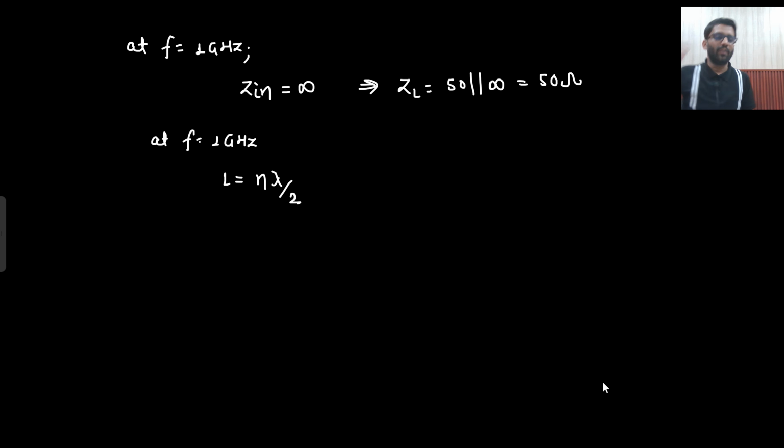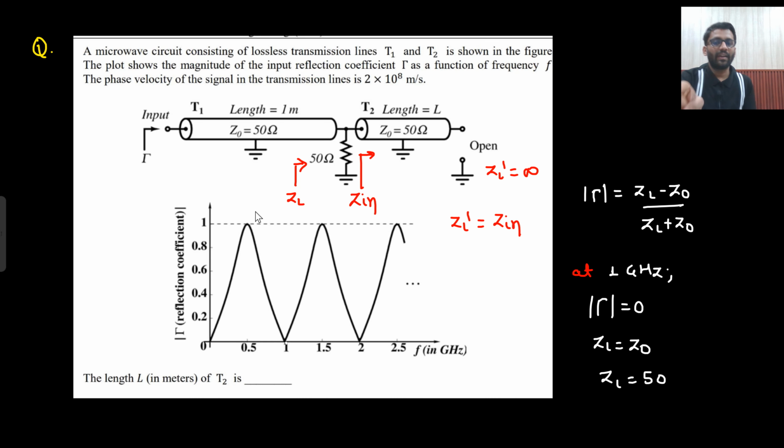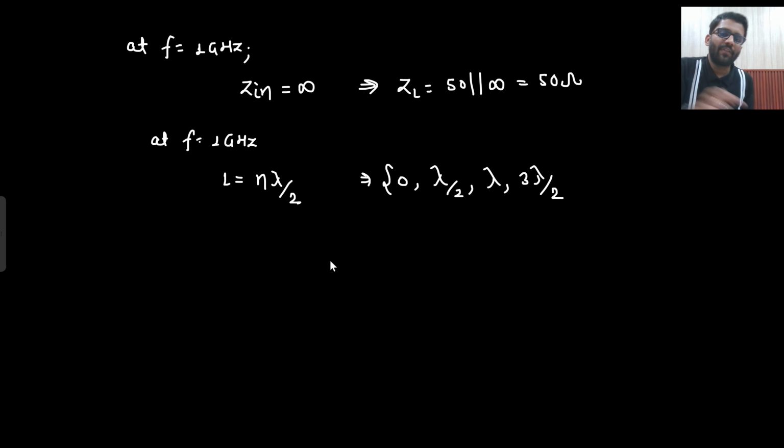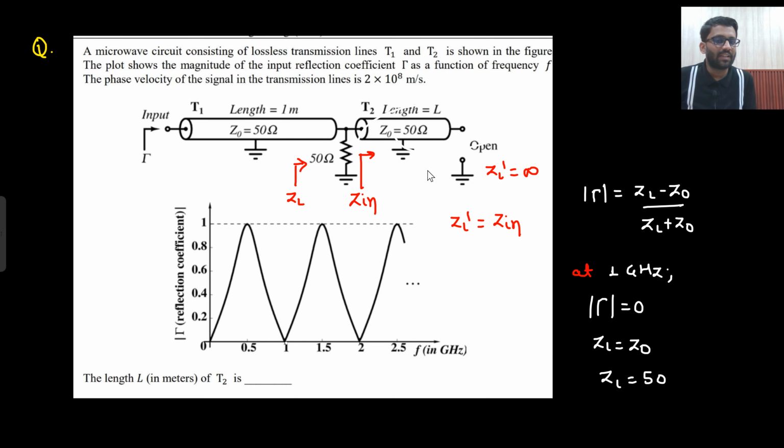Now, what value of n will you pick? Look, if you pick n equals 0, that means you are talking about 0 gigahertz. Then n equals 1, that means you are talking about 1 gigahertz. Then n equals 2. Basically, here the length should be a multiple of lambda by 2. The length could be 0, or lambda by 2, or lambda, or 3 lambda by 2. If I put length equal to 0, that means this transmission line is not even there, then directly an open circuit would be coming here. So that I cannot do. I cannot write that length is equal to 0. A finite length is there.